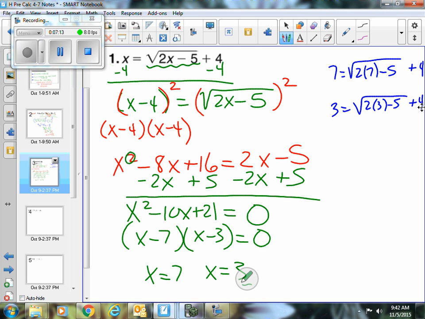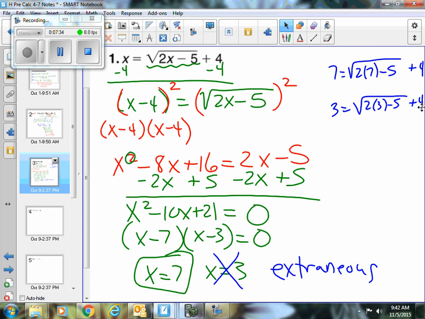All right, when you check your answers, what we find out is the first one works out just fine, so x equals 7 is great. X equals 3 does not work. We do not get a solution that makes sense. We get 3 equals 5, not true. That means x equals 3 is one of those extraneous solutions. It's an extra one. It doesn't make sense. It's not in the domain of the function. So be careful. Make sure you check your answers.